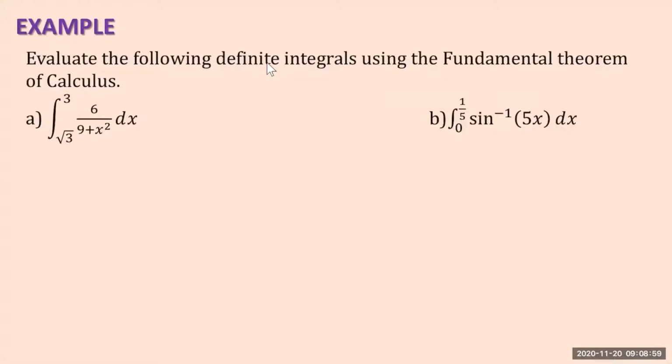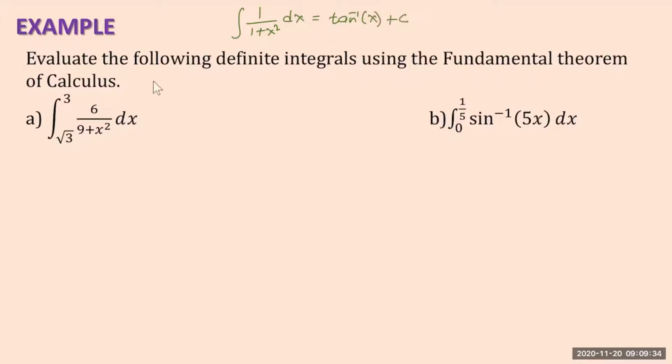Example: evaluate the following definite integrals using the fundamental theorem of calculus. In part A, we have the definite integral from square root of 3 up to 3 of 6 over 9 plus x squared. When I look at this integral, it is somewhat similar to the integration of 1 over 1 plus x squared with respect to x. The integration of 1 over 1 plus x squared dx is tangent inverse x plus c.